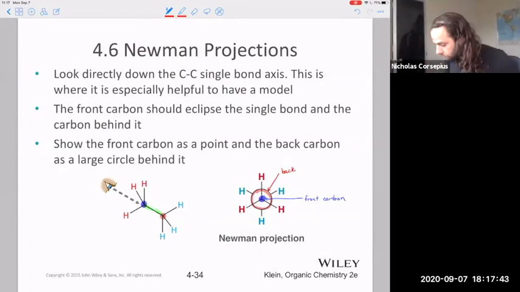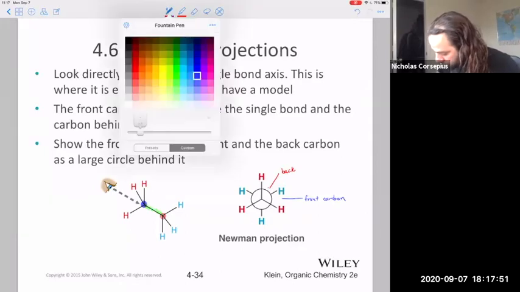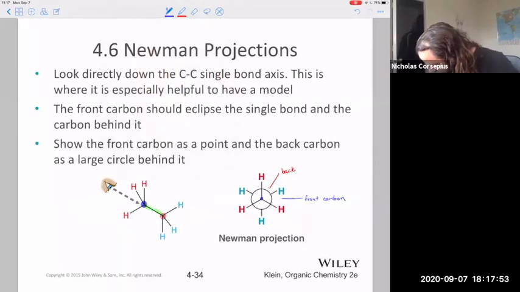And then importantly, you want to see how these hydrogens are arranged. So again, I have my front carbon in the middle here, just like in this structure where it's bound to 1, 2, 3 hydrogens, you can see that that front carbon has 1, 2, 3 bonds.